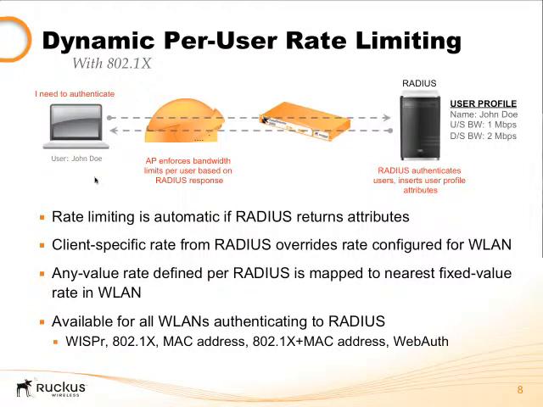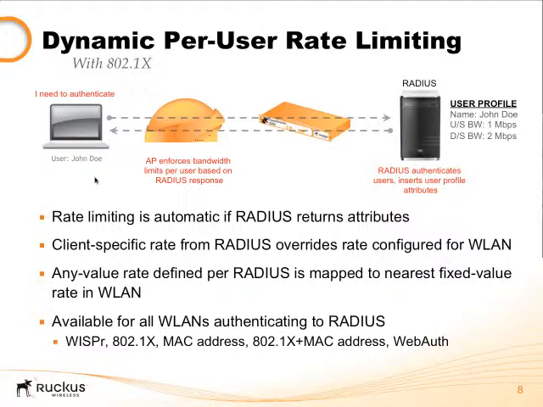We've also added the ability to do dynamic per user rate limiting via 802.1X. So this is an example of a client that associates to a WLAN that's set up as 802.1X via RADIUS. That information for that user is sent to a RADIUS server, in this example John Doe, right? Very common. And then the RADIUS server can verify and send back attributes particular to that user. So it may say, hey, this one's okay with an upstream bandwidth of 1 meg and a downstream bandwidth of 2 meg.